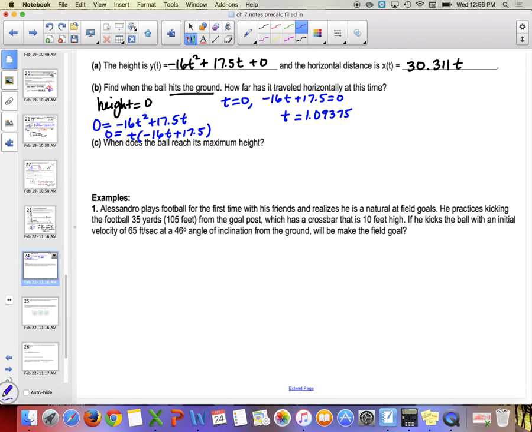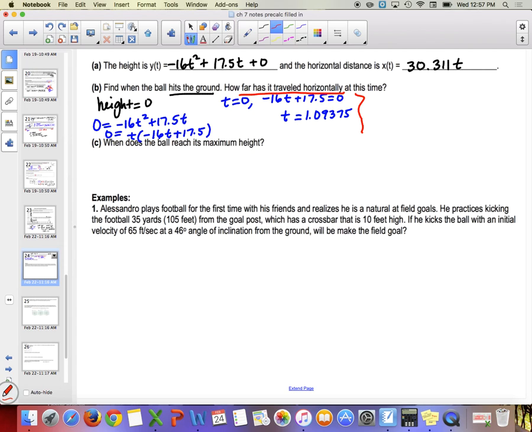If it's taking like 120 seconds for a ball to hit the ground, maybe it's like a balloon, I don't know. Then you've done something wrong, right? It's usually going to be a pretty small number for time. So the second part of the question is, how far has it traveled horizontally? So how do we think that we find that? If we want to know the horizontal distance.